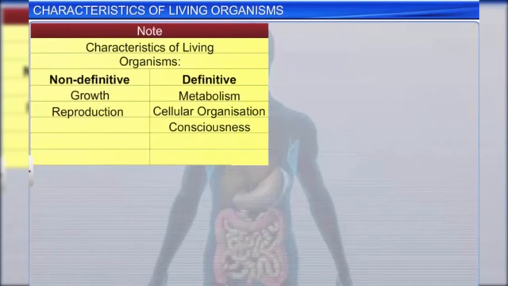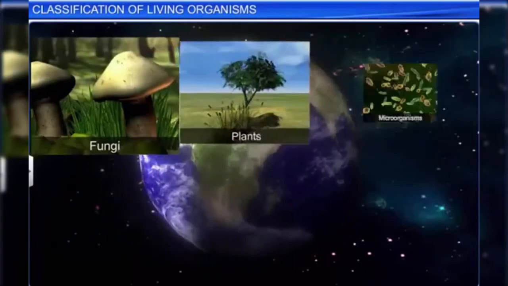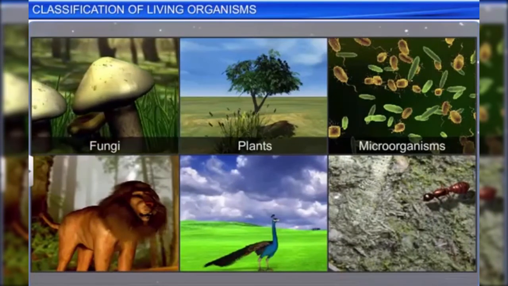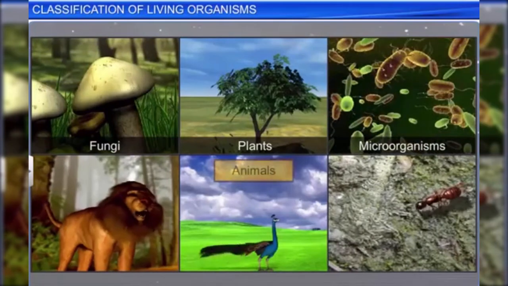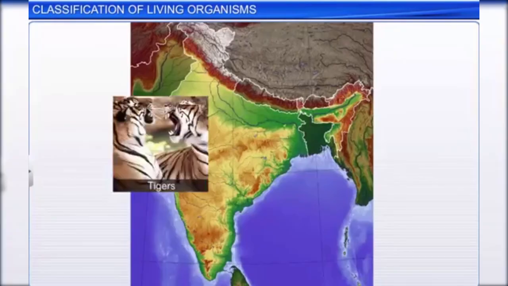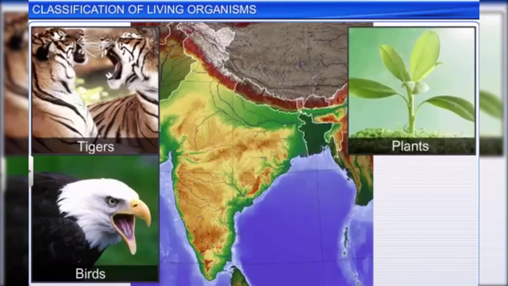Thus, we can say that metabolism, cellular organization, and consciousness are the three definitive characteristics of living organisms. Earth is a diverse planet with millions of different types of fungi, plants, microorganisms, and animals. The range and diversity of living organisms increases as we increase the area of our observation.